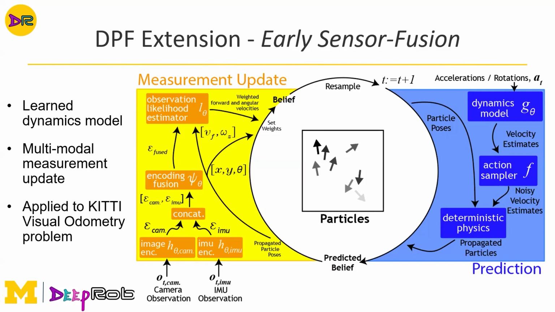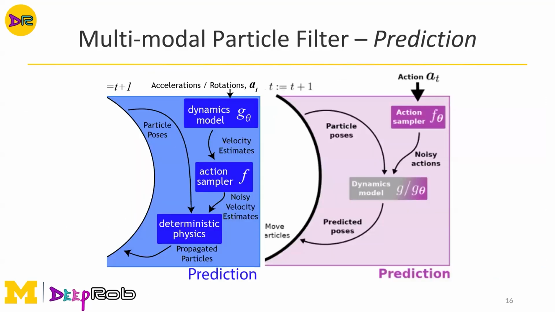As I said, we have a learned dynamics model that maps accelerometer readings to velocity estimates. We add noise to those estimates in the action sampler to reduce mode collapse. And then we use a deterministic physics model, which essentially just integrates the predicted velocities over time for our various particles to get position estimates. We then apply this whole procedure to the KITTI data set in a way that's similar to the original DPF paper and categorize different results.